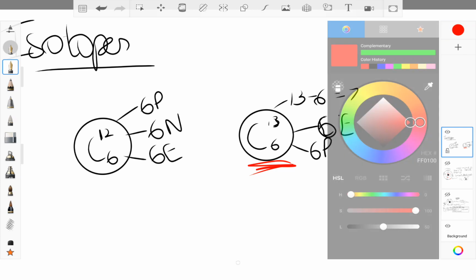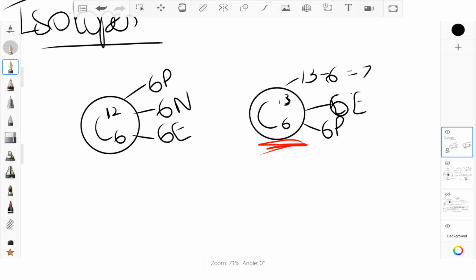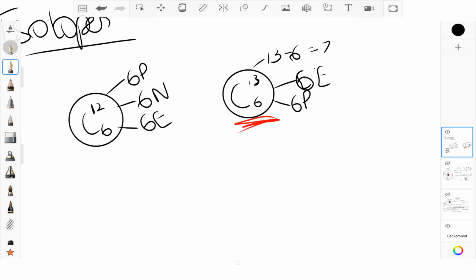Now, I think it's important to take note of one thing. Even though these two isotopes have different atomic masses and different numbers of neutrons, they still have the same chemical properties.